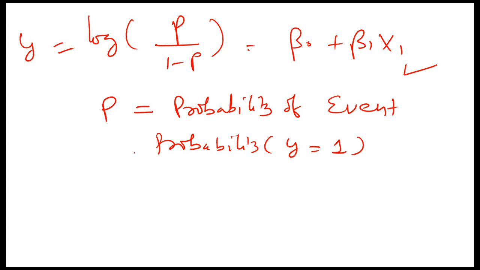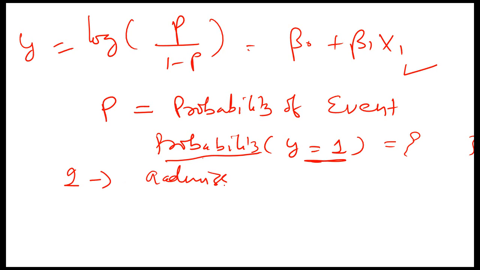What is y equal to 1? It is the probability that y equals 1. Y takes the values 1 and 0. I'm sorry, I didn't mention that. When it takes 1, the student gets admission. When it takes 0, we call it non-admit, no admission. So this is the event and the non-event.